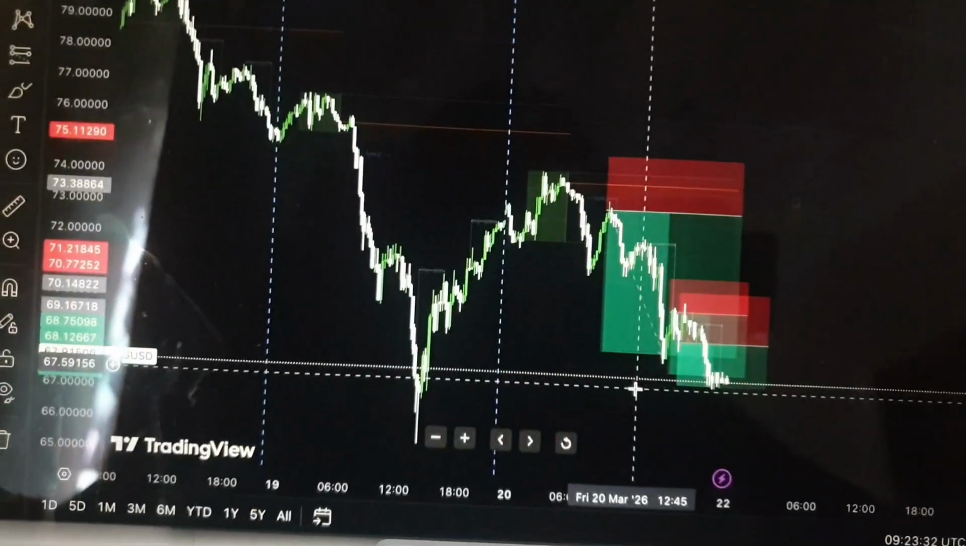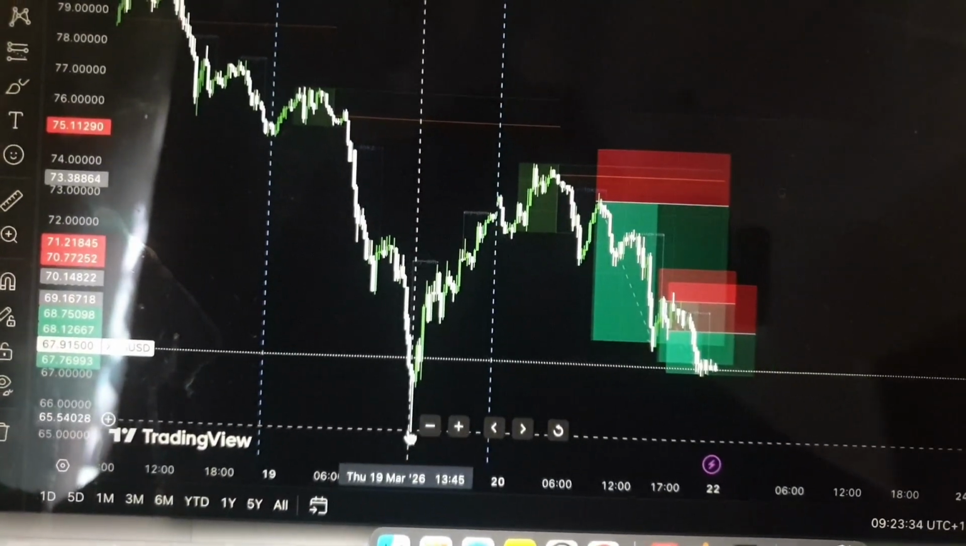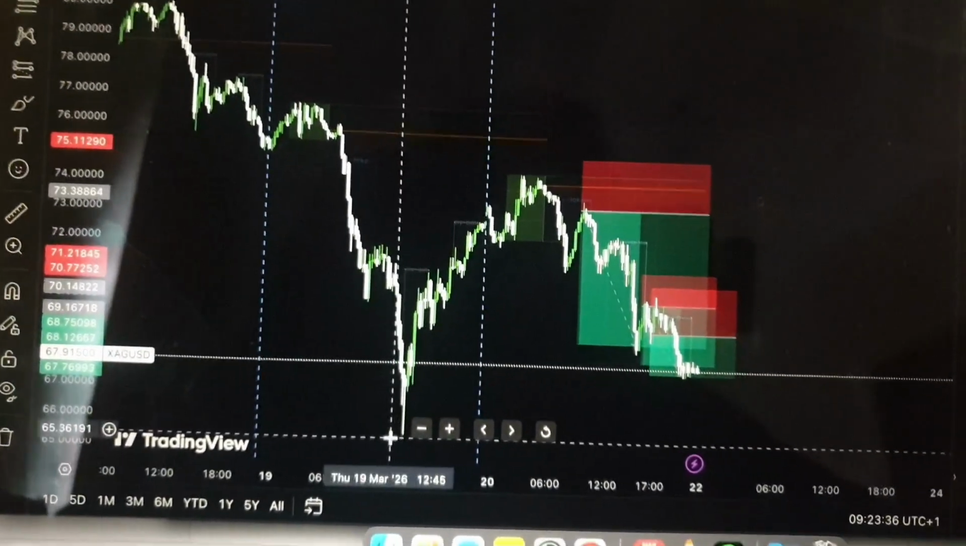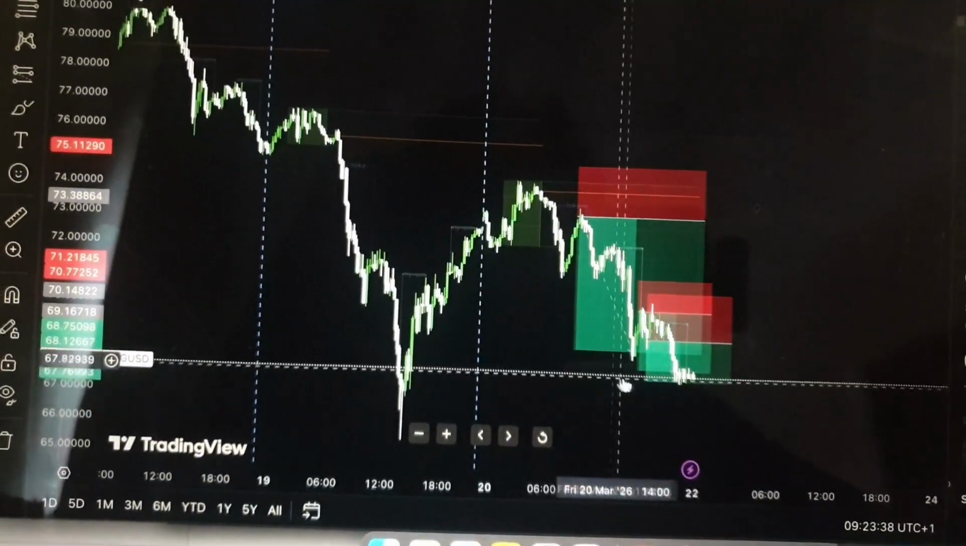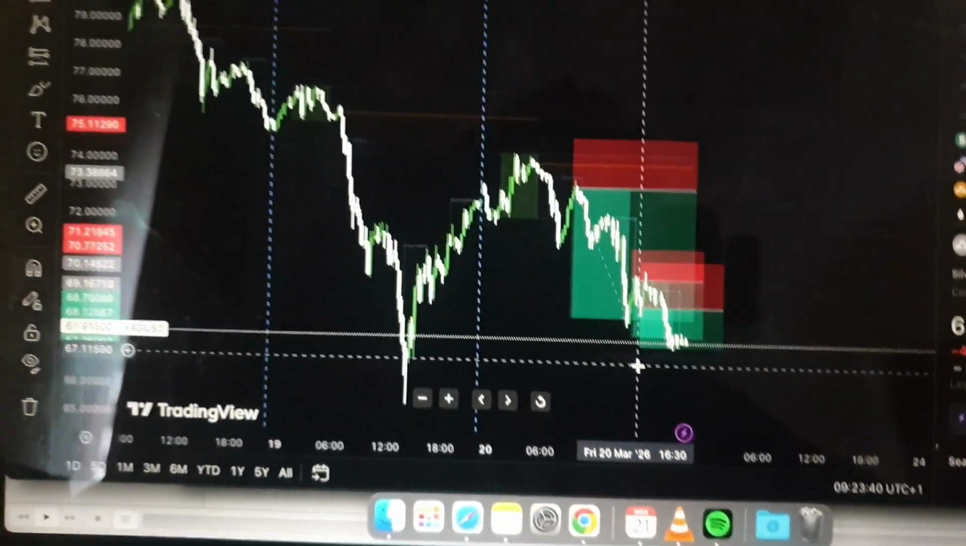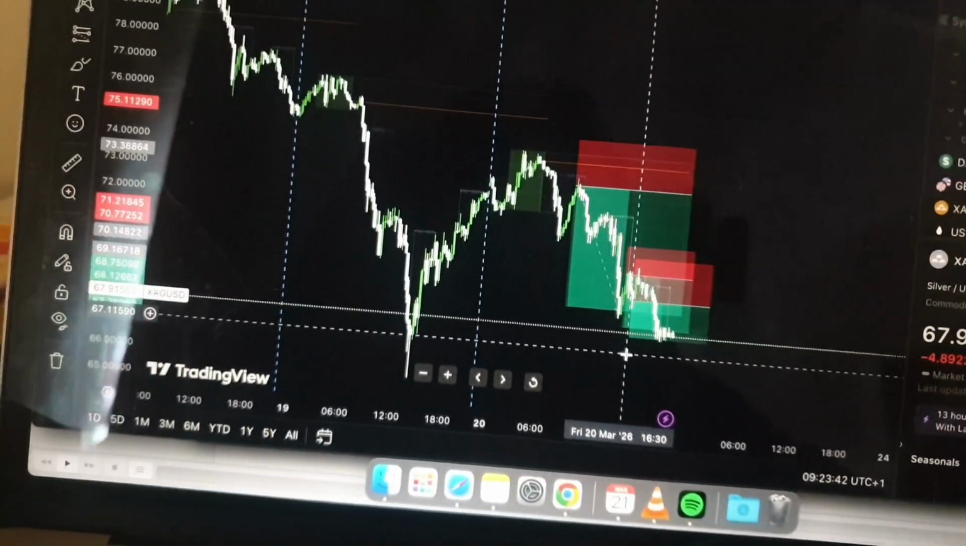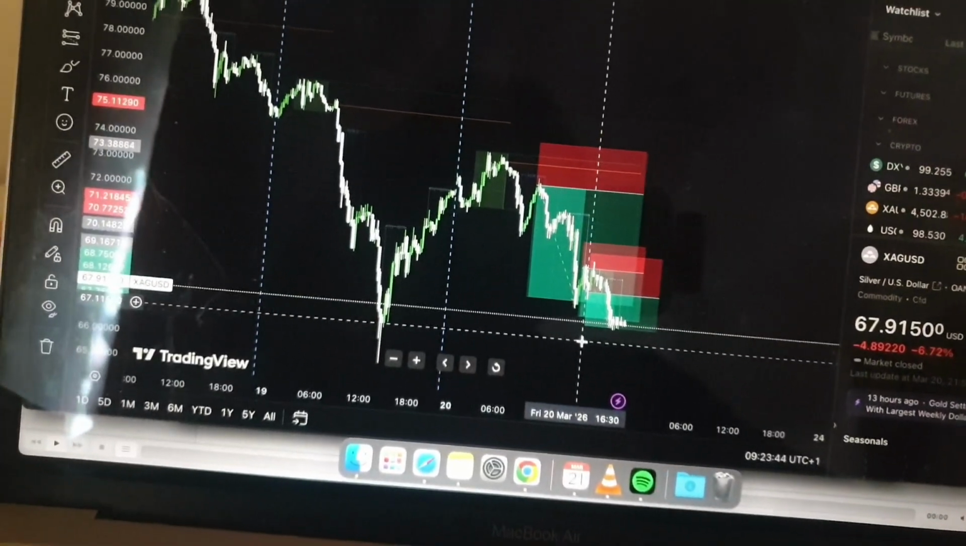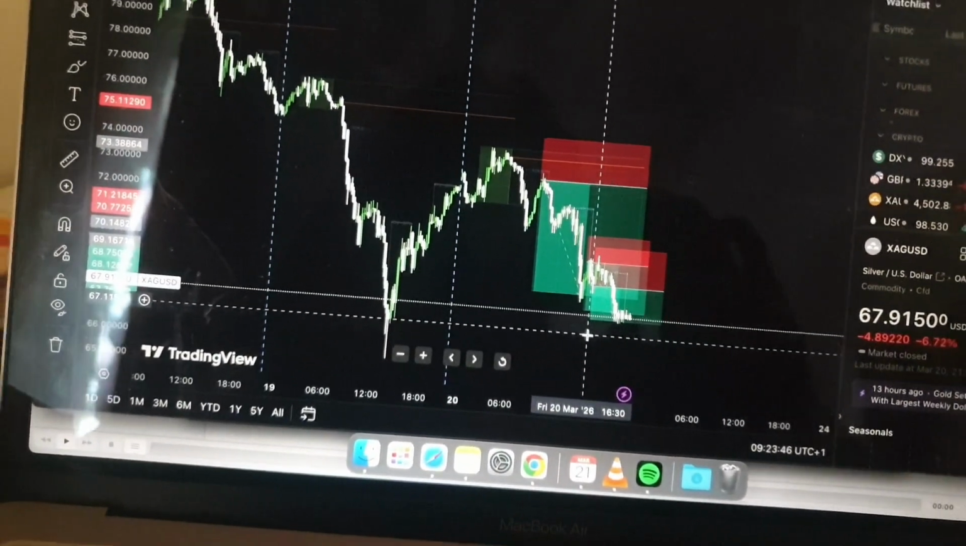I was hoping to ride down to take this low, but I believe it will happen next week. They didn't get there, so I just had to close. I didn't want to hold over the weekend. So those are the trades I took on silver. Let me show you the one for gold.